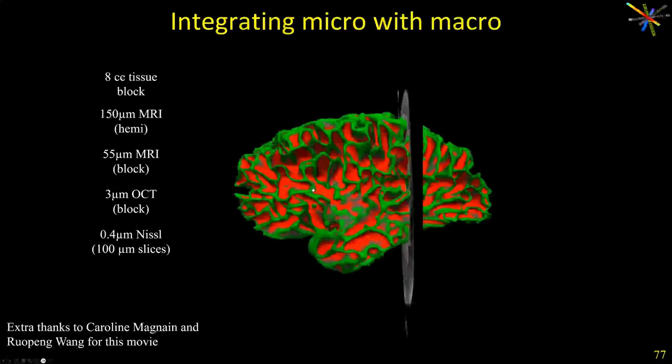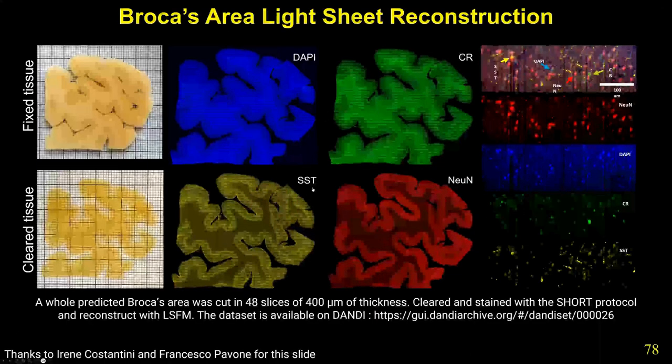We have a project with a group in France, with a group in Italy, and also with David Boas at BU and Patrick Hof, who's a neuroanatomist at Mount Sinai. Essentially we do X-ray MR, we take out a block, we send it to David at BU, and he does OCT. The OCT serves as an undistorted coordinate system with micron resolution.